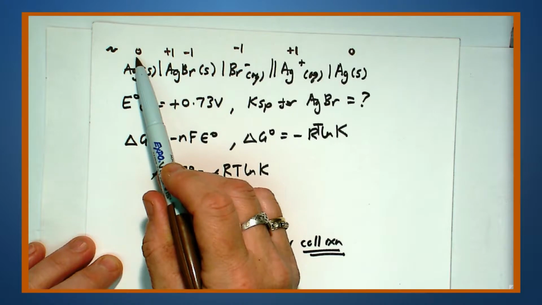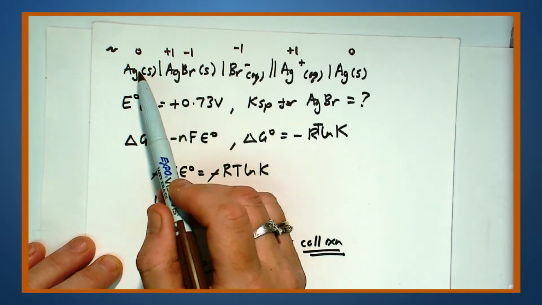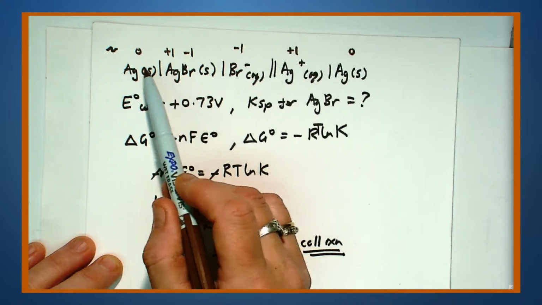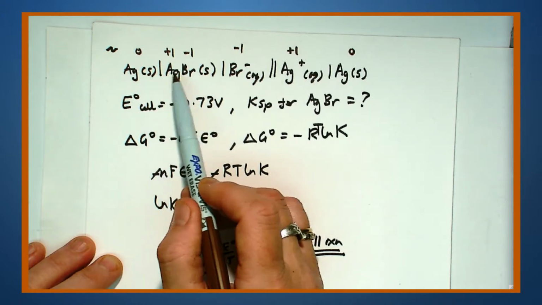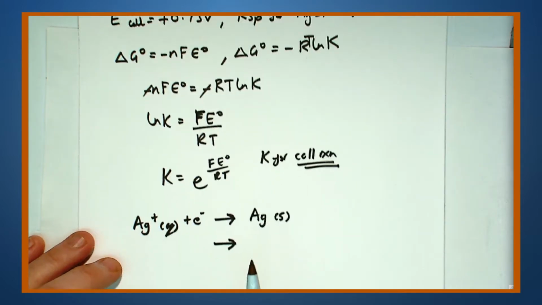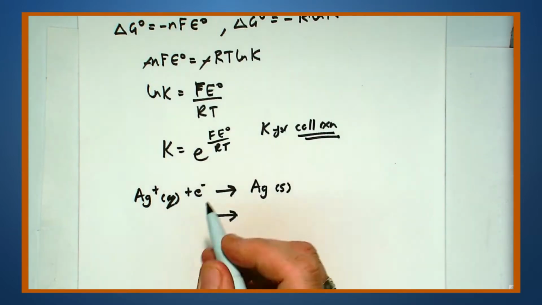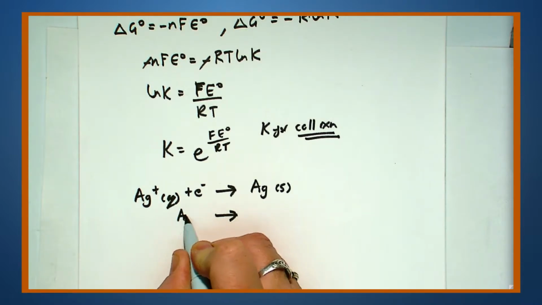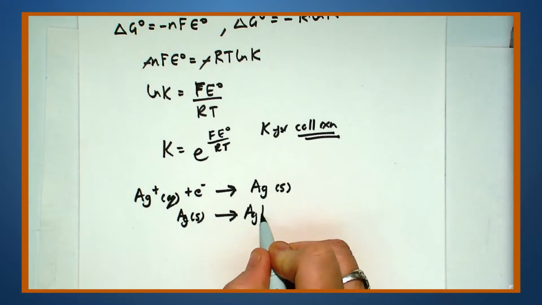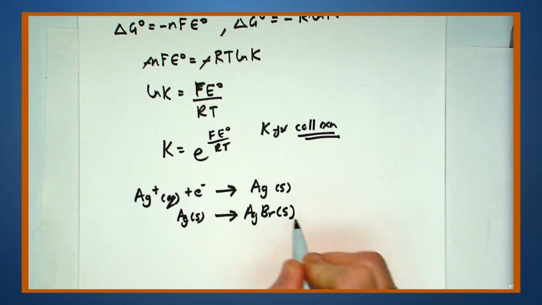There's silver 0, there's silver +1. So this tells me that this is the before and this is the after. So I now know where to put these two pieces. I need to put this on the left and this on the right. So let's do that. All right. So we've got Ag solid. And then over here, we've got AgBr solid.